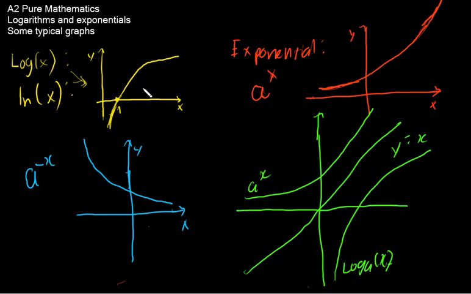So in this video, I want to talk a bit about some typical graphs that you can find from the logarithm and the exponential. So here is our first graph. In this graph, we have log x and ln x, which typically look like this. When x is smaller than 1, then the log of x, or the natural logarithm of x, is actually smaller than 0.